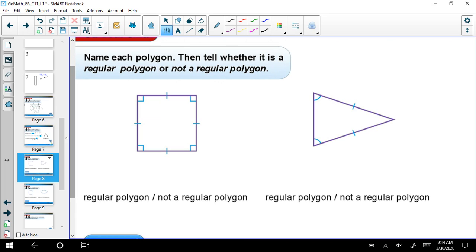All right, let's try a couple on your own. Take a look at these two and figure it out. Is this a regular quadrilateral and a regular triangle?